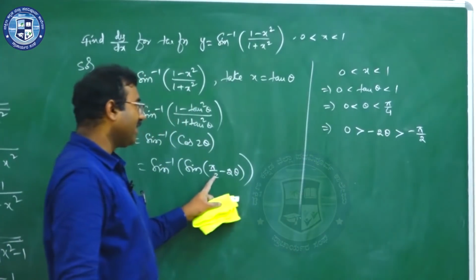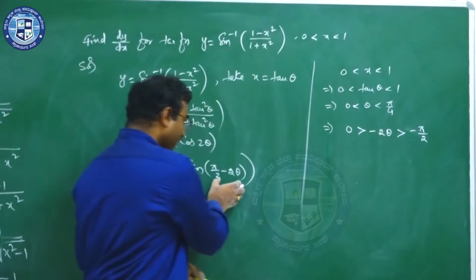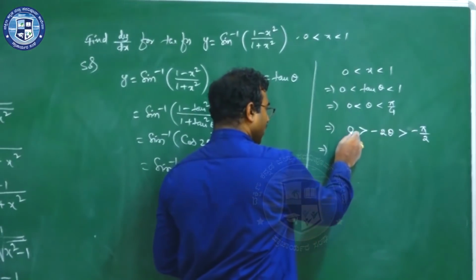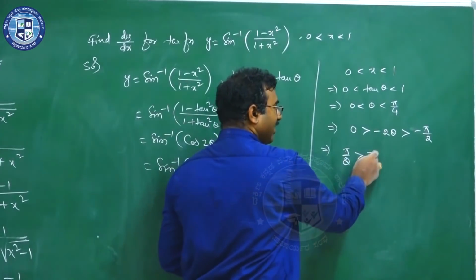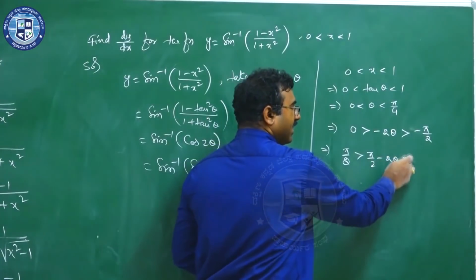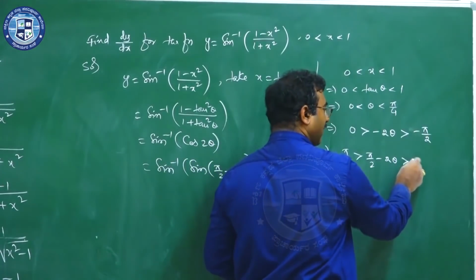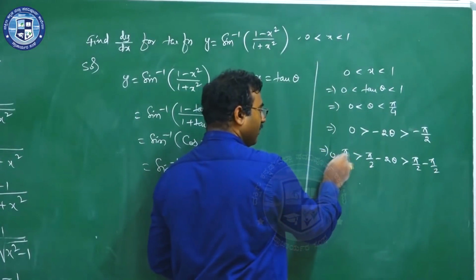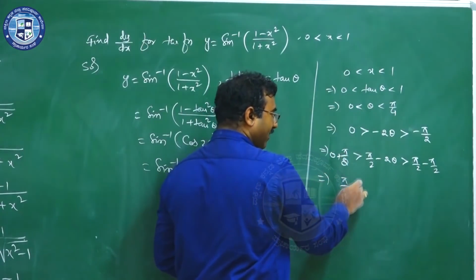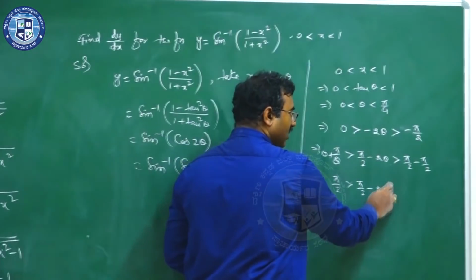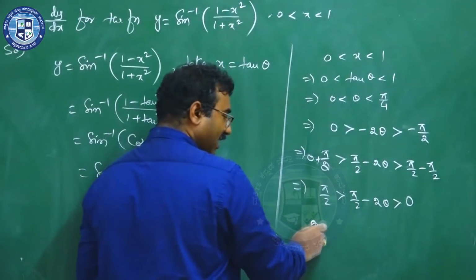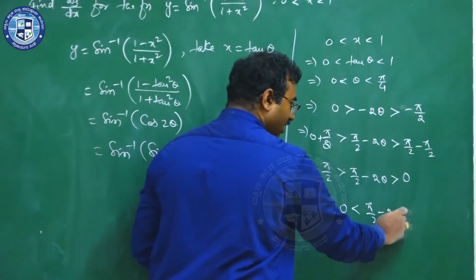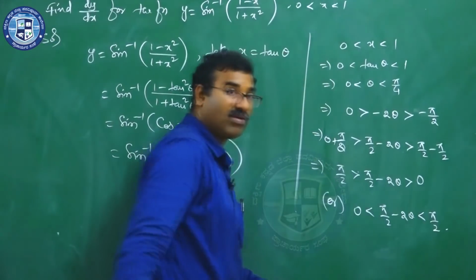Okay. And then add pi by 2 to this entire thing, because we are looking for where pi by 2 minus 2 theta lies. So, add pi by 2 throughout: 0 plus pi by 2 is greater than pi by 2 minus 2 theta, which is greater than pi by 2 minus pi by 2. So pi by 2 is greater than pi by 2 minus 2 theta is greater than 0, or we can write the same thing the other way: 0 is less than pi by 2 minus 2 theta is less than pi by 2. It lies between 0 and pi by 2.